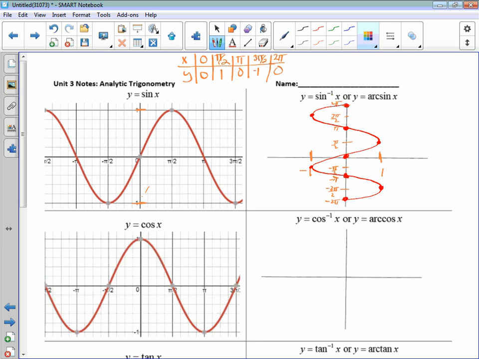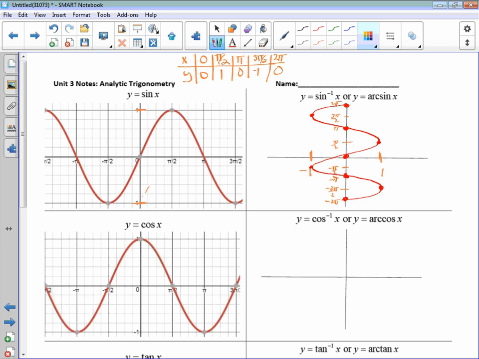Is that a function? No. Okay, we want to make it so it is a function. So we're going to restrict this graph and only look at a section of it. Now, there are a lot of different sections you could pick. You want to make sure what you pick is a function and it covers every x value. So it gives you everything from -1 to 1.